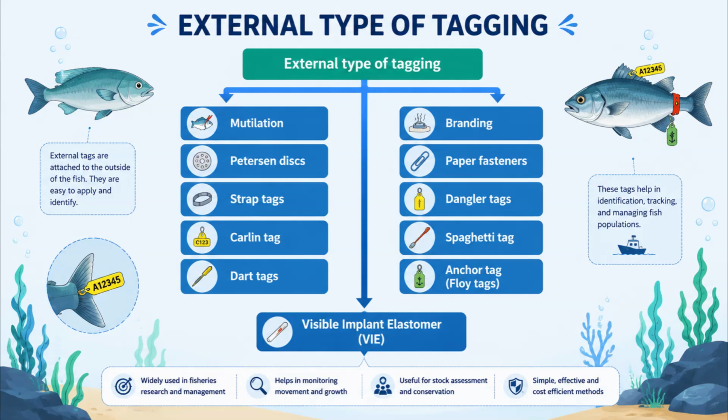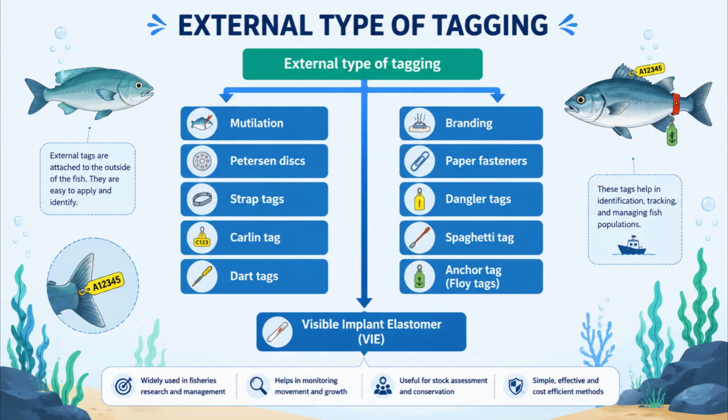External tagging methods involve attaching tags to the outer body surface of the fish for easy identification and monitoring. These methods are widely used in fisheries research, stock assessment, migration studies, and conservation programs. There are several important types of external tags.